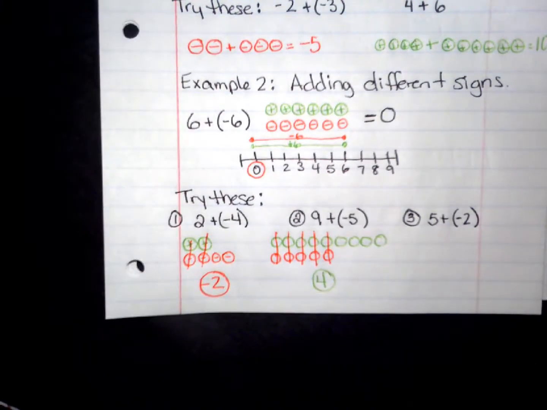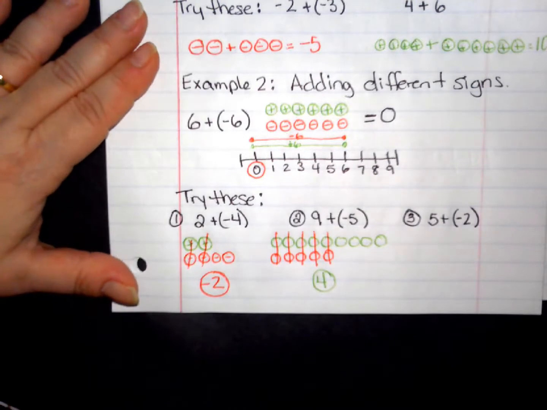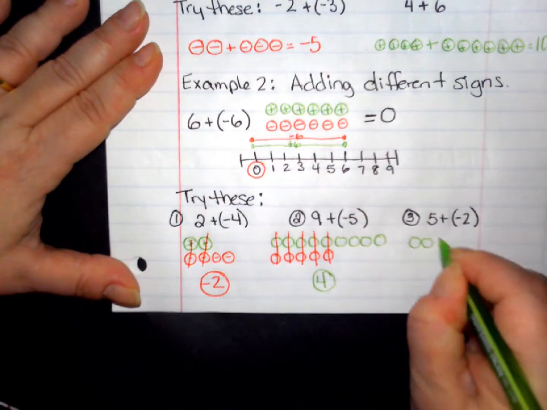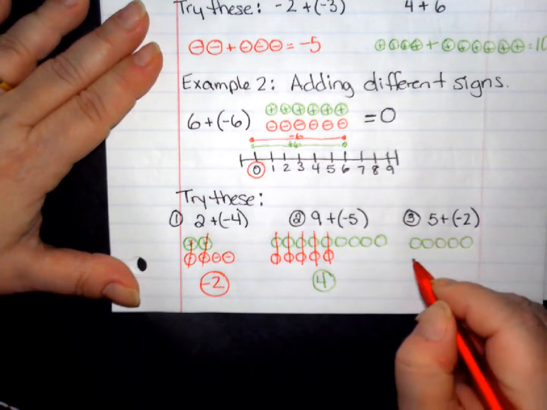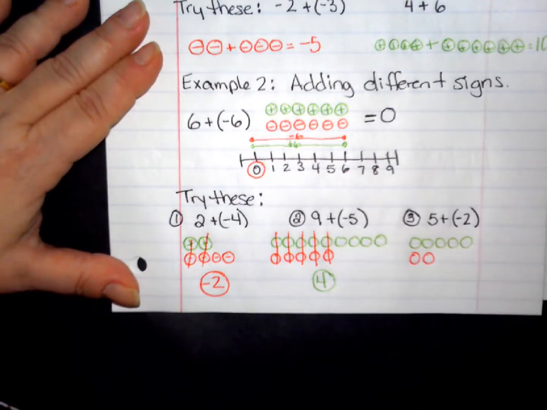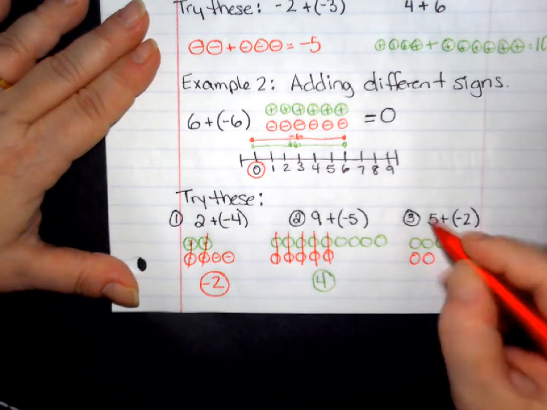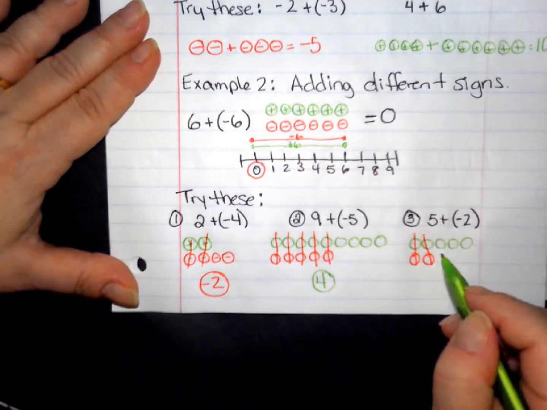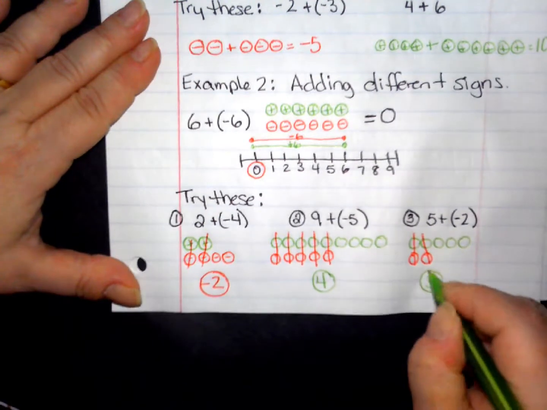Okay, last one for adding with different signs. I have 5 that are positive, 5 positive. 1, 2, 3, 4, 5. And then I have 2 negative. 1, 2. Okay, easy peasy. I'm going to find my pairs, positive, negative, positive, negative. And notice that I'm left with 3 positives. Okay, those are your examples.